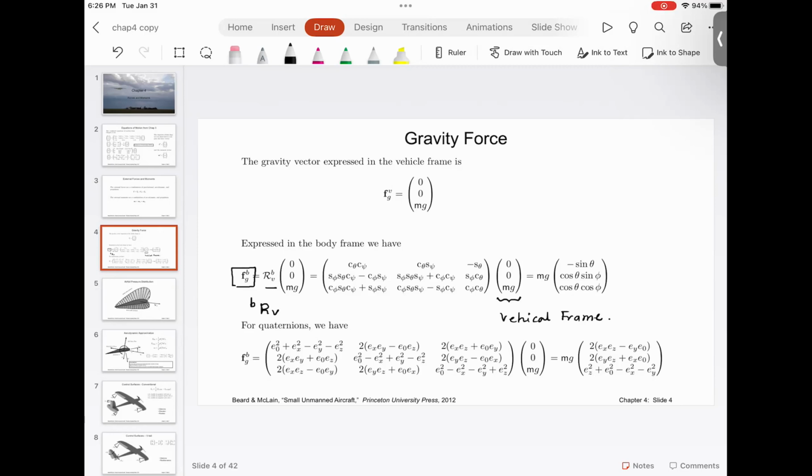Now, this is actually very important. This concept is a little bit important. If you have an aircraft that is slowly moving, if that aircraft is slowly pitching, then by measuring the component of gravity, you can find out the pitch angle.